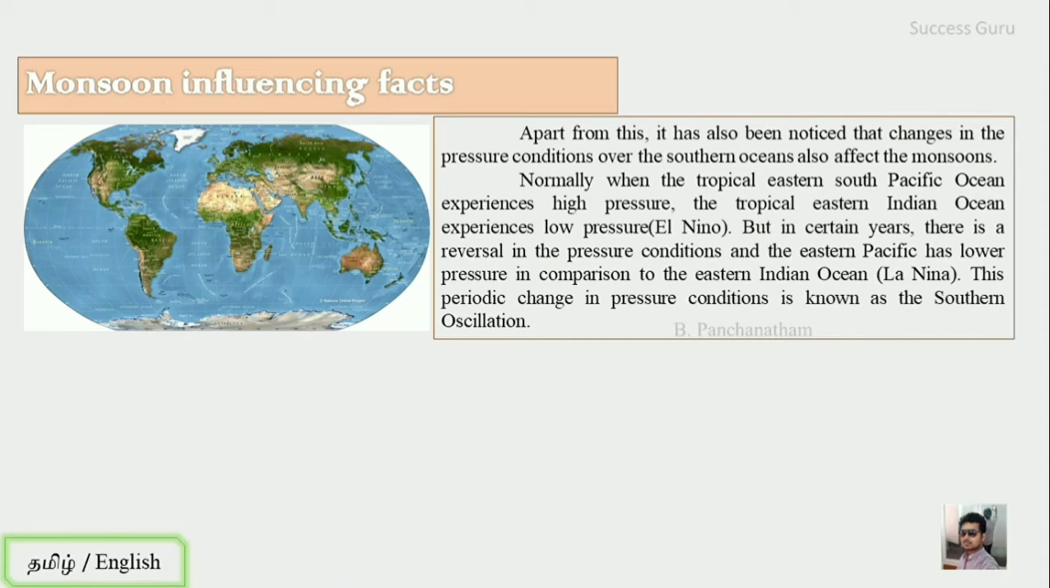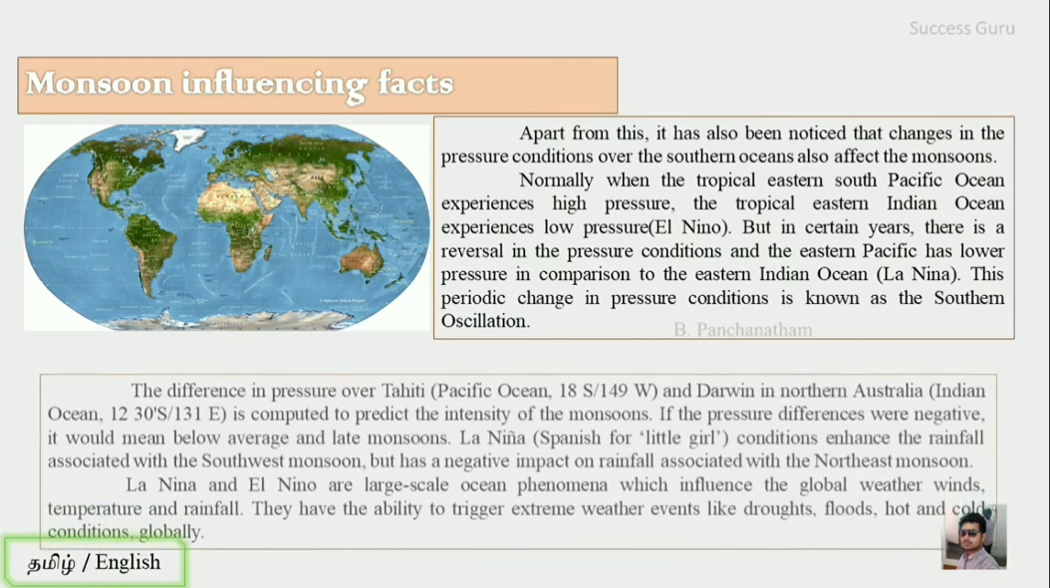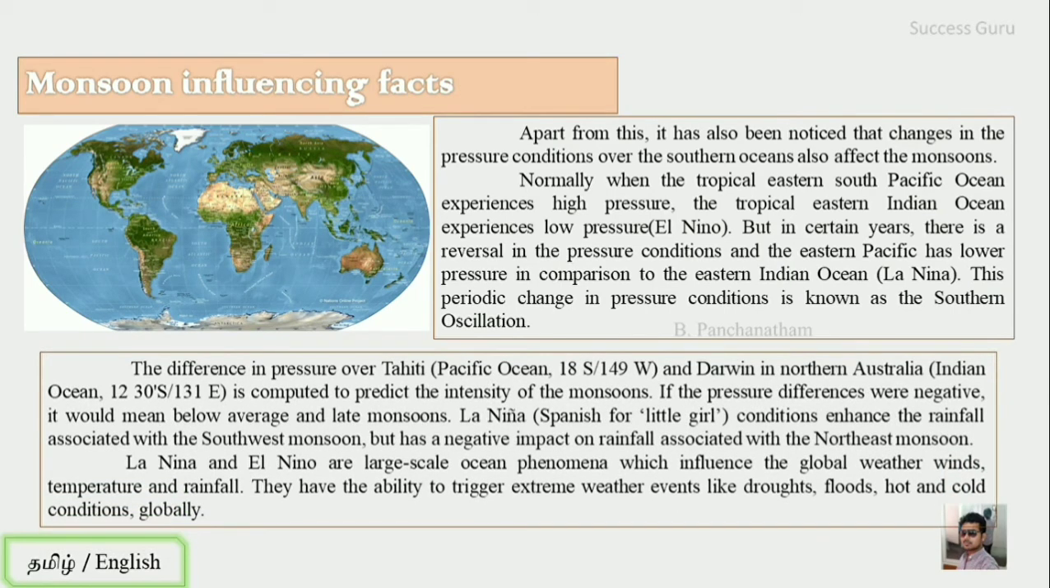But in certain years there is a reversal. That is, the Pacific Ocean experiences low pressure, whereas the Indian Ocean experiences high pressure, and the movement is reversed. Such a reverse current movement is called La Nina. This periodic change in the pressure condition is known as the southern oscillation. The difference in pressure over Tahiti, that is in the Pacific Ocean, and Darwin, that is in the Indian Ocean, is computed to predict the intensity of the monsoon.